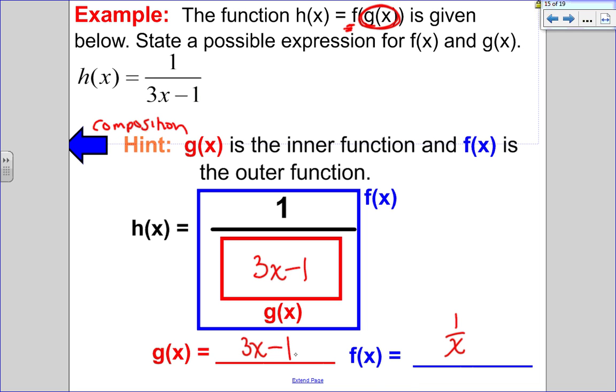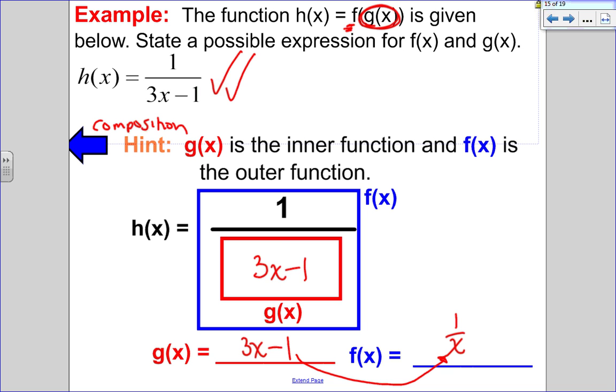So what I mean is, if I were to substitute g of x in place of that x there, I would end up with my composition function here. So think inside, outside. Again, answers can vary. This is just one possibility.